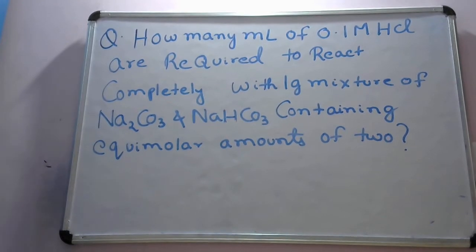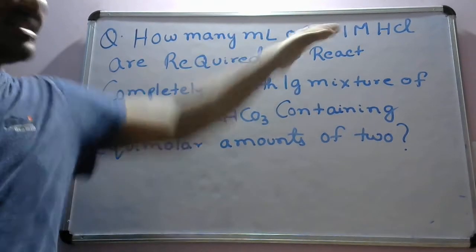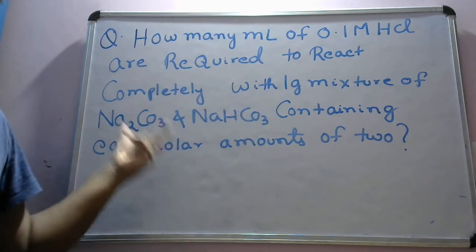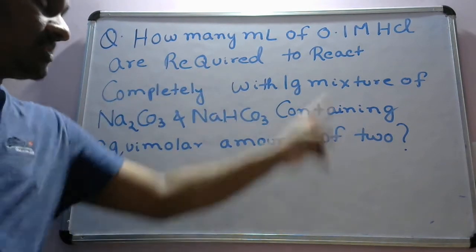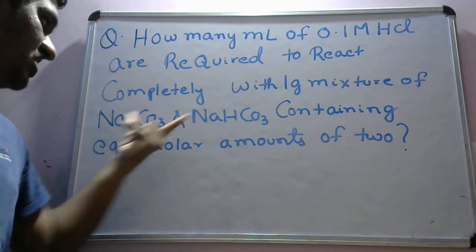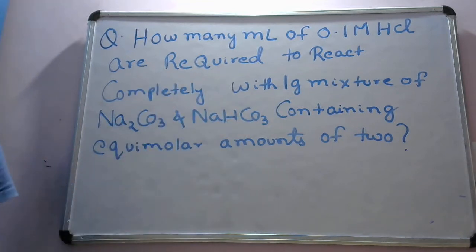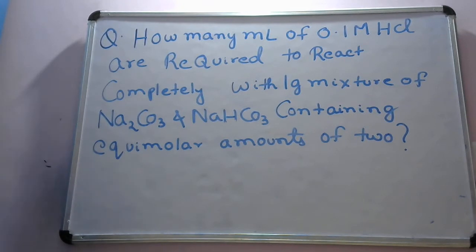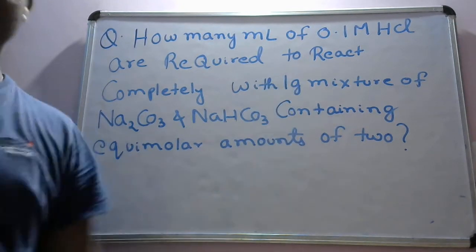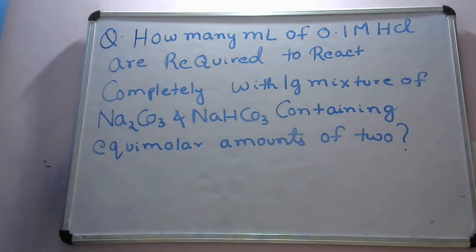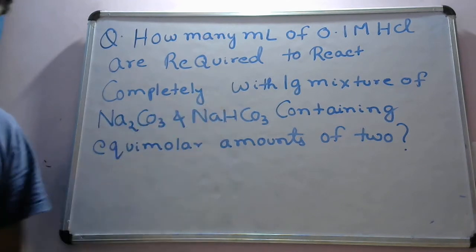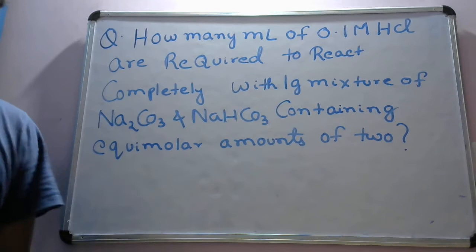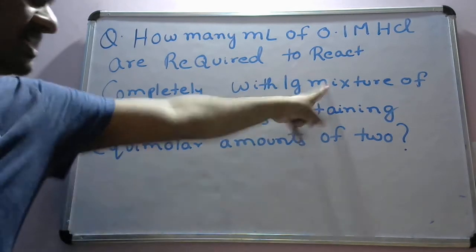So the question says, how many milliliters of 0.1 molar HCl are required to react completely with 1 gram mixture of Na2CO3 and NaHCO3 containing equimolar amounts of the two? Means the mixture's total mass is 1 gram, and the mixture is of Na2CO3 and NaHCO3, and an equal number of moles of Na2CO3 and NaHCO3 is present in the mixture.